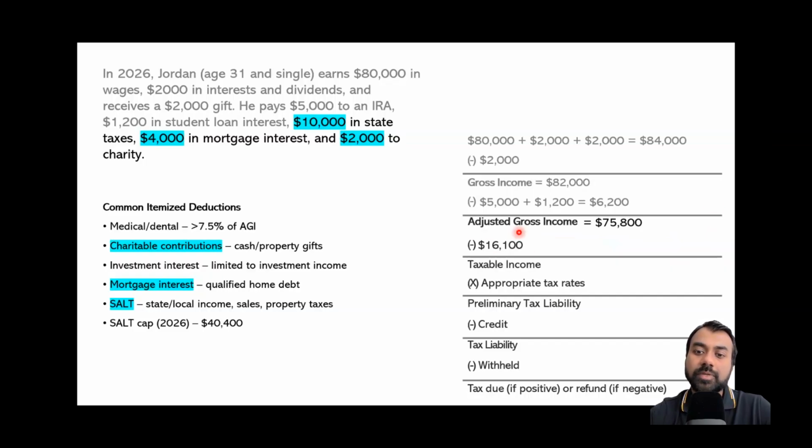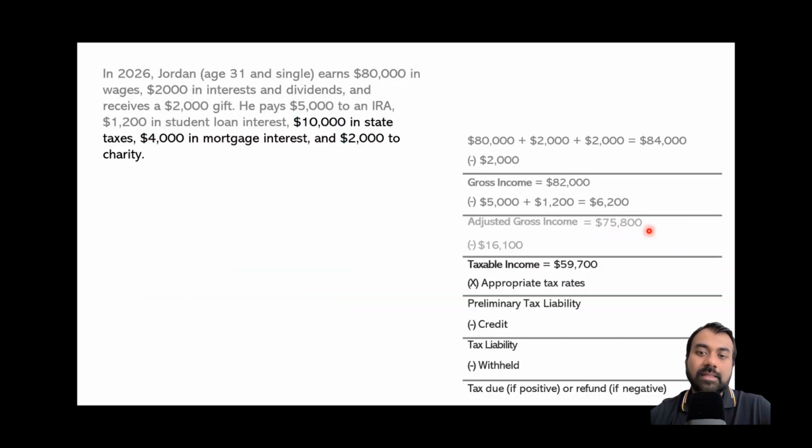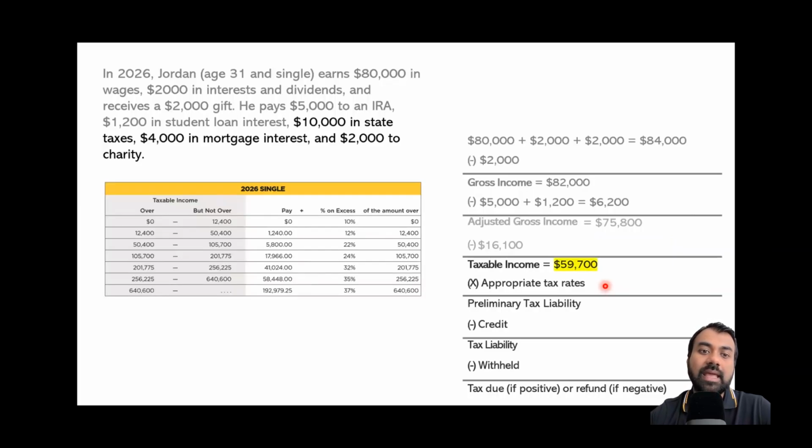That means we are going to subtract this number from our adjusted gross income to come to our taxable income, which is 59,700 in this case. The next step is we will apply the appropriate tax rates to this taxable income. And again, for this, we don't have to memorize anything. This table will be provided to us during our CFP exam. All we'll have to do is figure out where does this taxable income of 59,700 fall into this table. So let's try to figure that out.